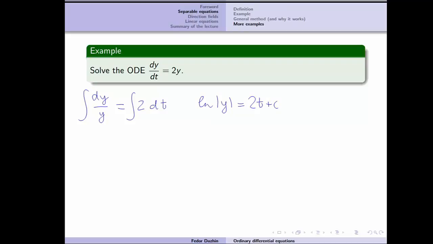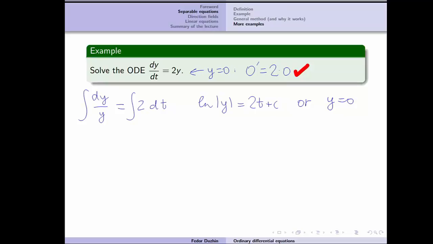But notice at the same time that when we divide by y, then we assume that y is not 0. But in the original equation, y may be 0. If you look at the original equation, then if you let y be 0, then you will get 0 prime, the left-hand side, equals 2 times 0, which is a true equality. So which means that y equals 0 is a solution of the original equation. So actually, y may be 0.